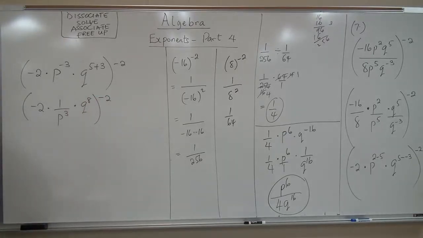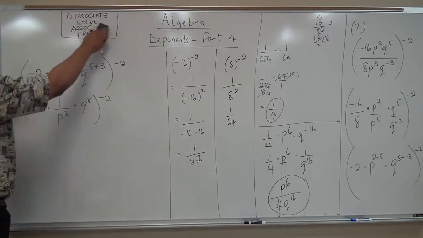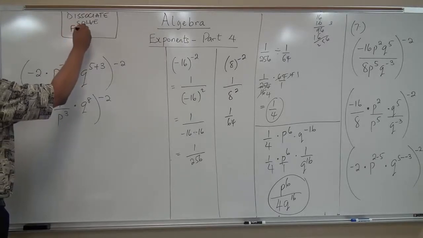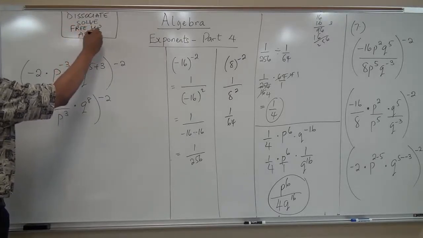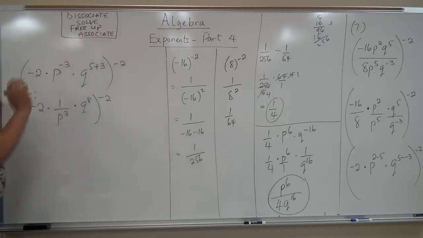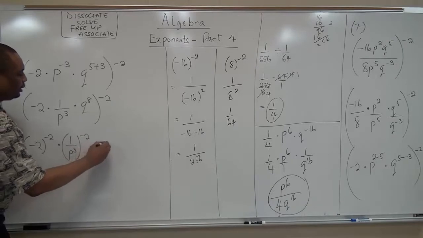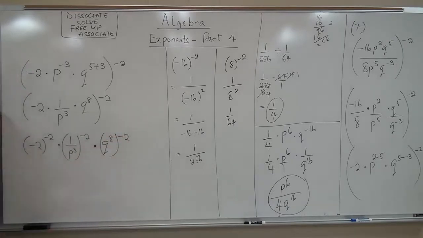Right? Then you can kind of free up first before you associate. So this is actually free up, then associate. There is no specific method, just do it carefully, you will get the right answer. So this is negative 2, all exponent negative 2, times 1 over P cubed, all exponent negative 2, times Q8, all exponent negative 2. So you might want to do this one at a time.